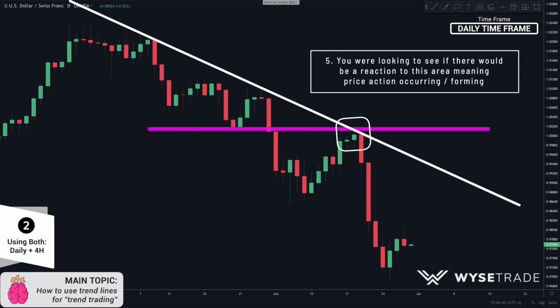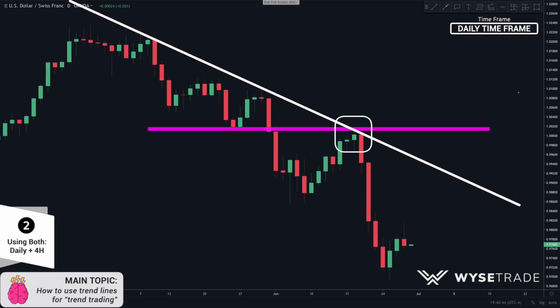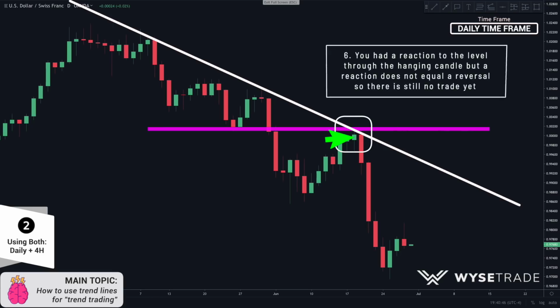Now, the first thing we do when price gets to this axis point is wait for some form of price action to present itself. Again, you don't know if there will be price action forming at all. In this case here, the price action formation we got was a hanging candlestick, which shows that price is indeed reacting to the level. But again, a reaction does not mean a reversal will occur.